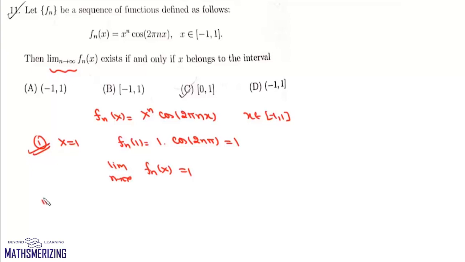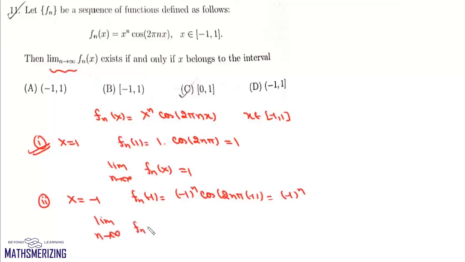Now we'll consider the second case when the value of x is -1. Now we'll have fn(-1), and it'll be -1 to the power n cos 2n pi into -1, which is -1 to the power n. Now if we take this limit as n tends to infinity of fn(x), then this value can be either -1 or +1. That is, we'll get an oscillating value. So in this case, this limit does not exist.